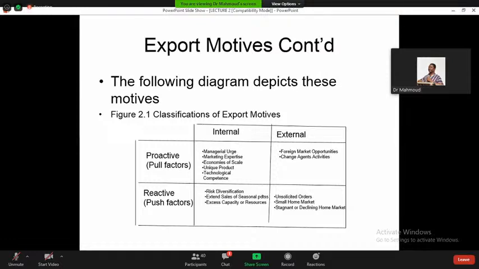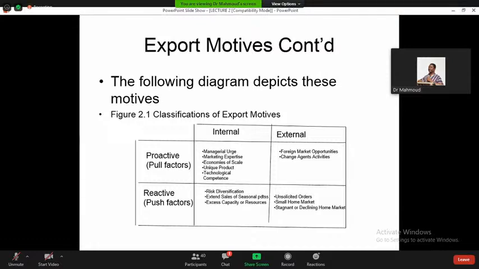Now, still on the internal ones, those that are reactive: risk diversification. You may want to diversify your risks instead of being only in the domestic market. It could be a reason why. Maybe you've expanded to the point that you don't want to concentrate your resources at one place. You want to diversify. That is why you are going into the international arena.